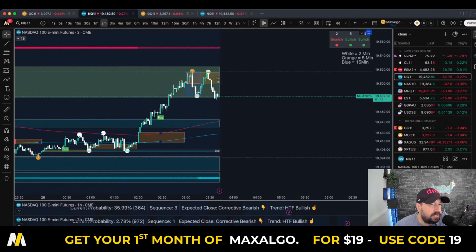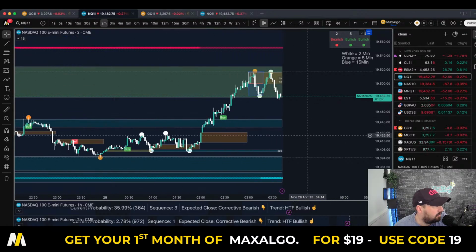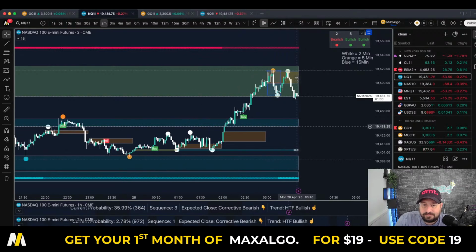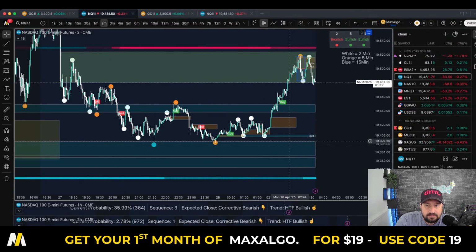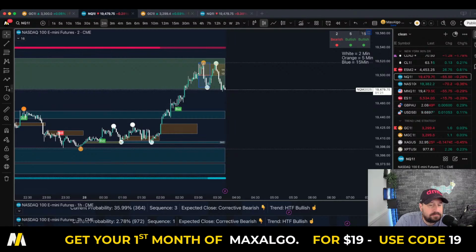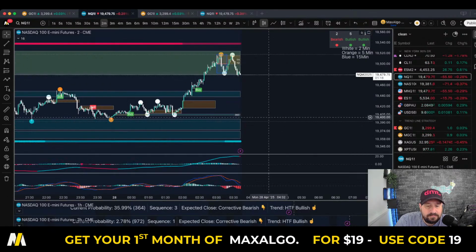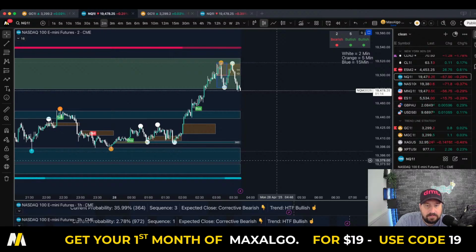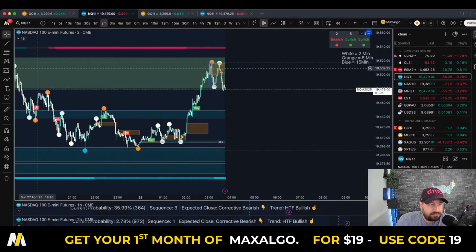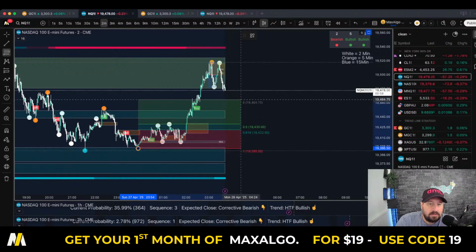Just gonna hide that for now. It doesn't need to be on the chart all the time. So what we're looking for, so here's our 5-minute range. Here's our low. Here's our high.